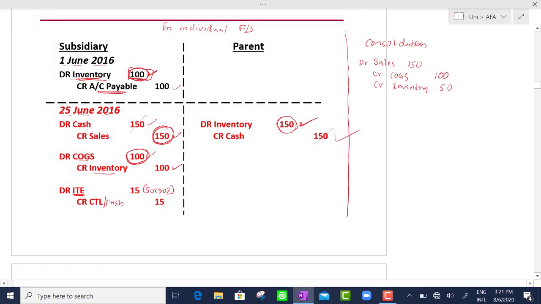Right? So we have to remove this income tax expense because it is not an expense from the group's point of view, because the sales transaction has not occurred. Right? Therefore, you have to remove it. Therefore, credit income tax expense 15, you have to remove.